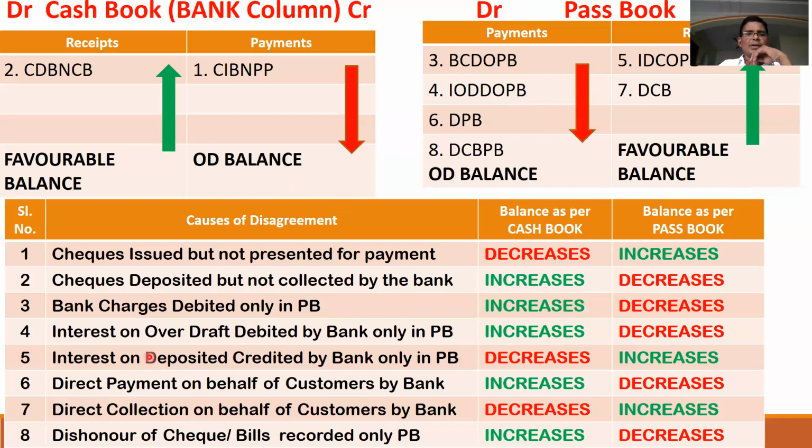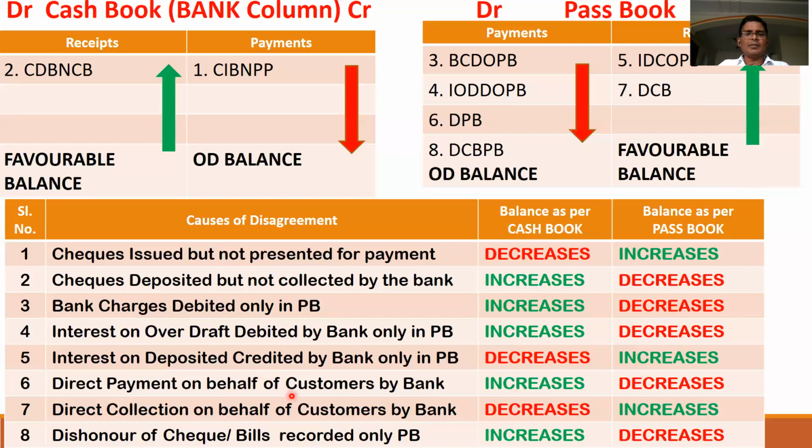Next is the point, interest on deposits credited by the bank. We have deposits in the bank, so there is some interest we received. Interest received is credited by the banker. Automatically, the passbook balance increases. When the passbook balance increases, the cash book balance decreases.